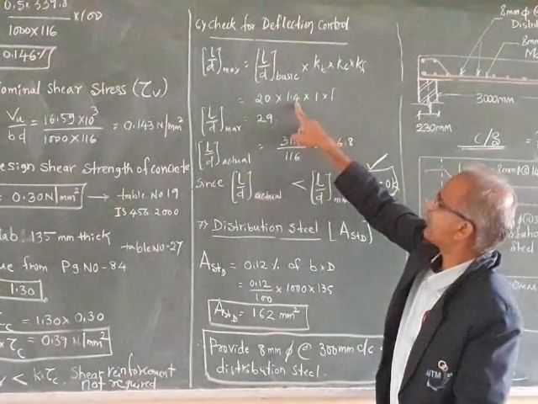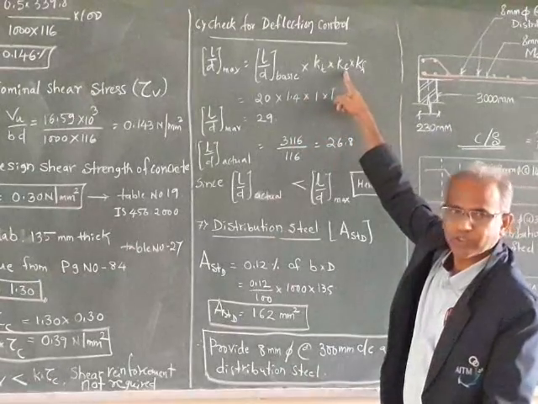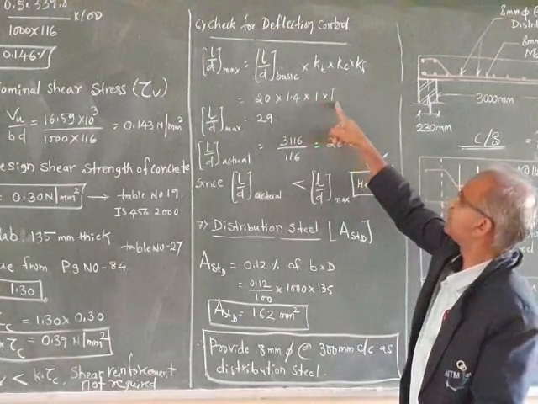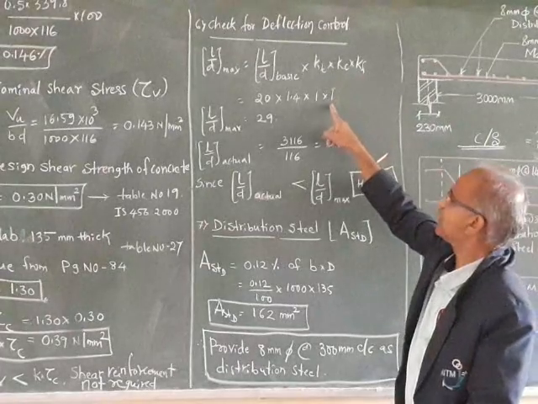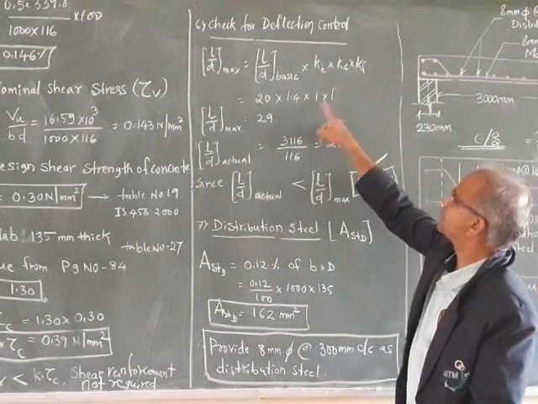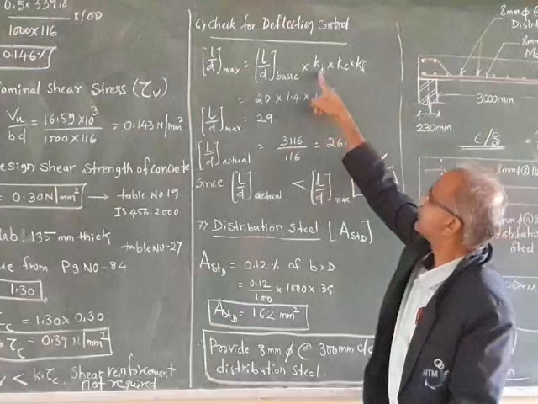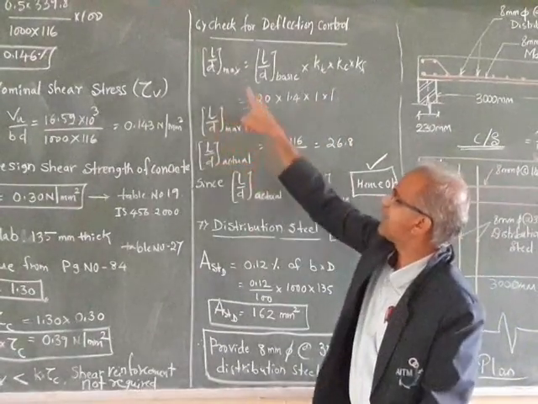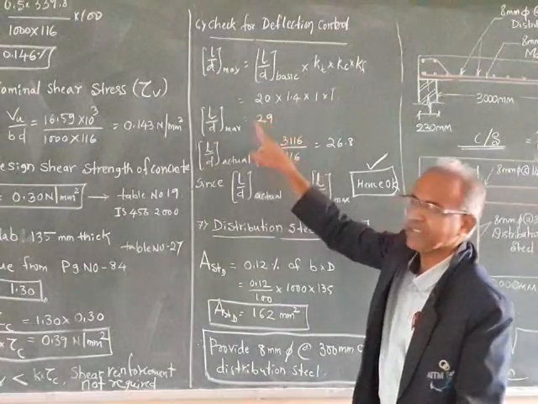So KT is 1.4. Then KC: it is not doubly reinforced, so automatically this is 1. And this is not a T beam or flanged slab, so it is 1. So KC and KF are 1. So KT you have to take 1.4. So this L by D maximum we are going to get 29.